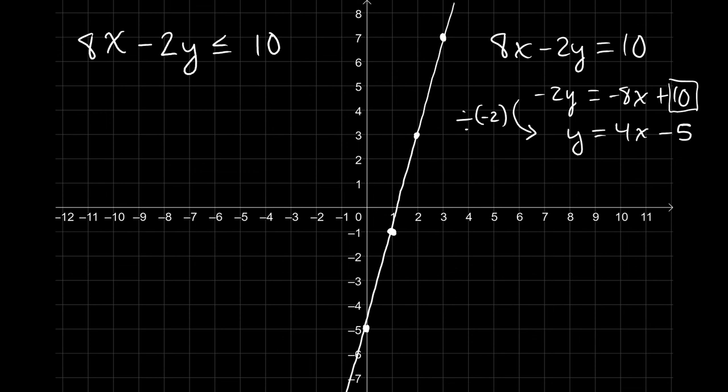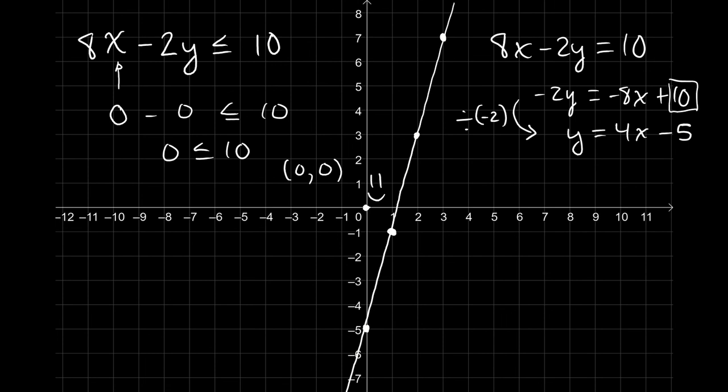Now, let's test a point. Let's test my favorite point, 0, 0. So I'm going to plug it into the original inequality, right? So we've got x is 0 and y is 0. If I plug that in, this is going to become 0 minus 2y. This will become 0, and then less than or equal to 10. So it turns out 0 is less than or equal to 10. That means that this point satisfies the inequality, and I'm going to be shading above the curve.